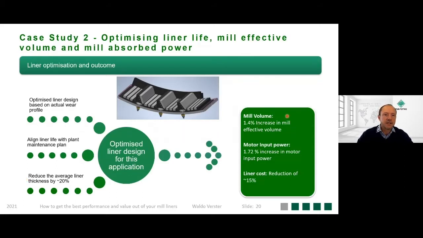So the end result for the customer: a 1.4% increase in mill volume, a 1.7% increase in motor input power, and this will correspond to the increase in throughput in the specific mill. And then also of significant importance, a reduction of 15% of the liner cost.